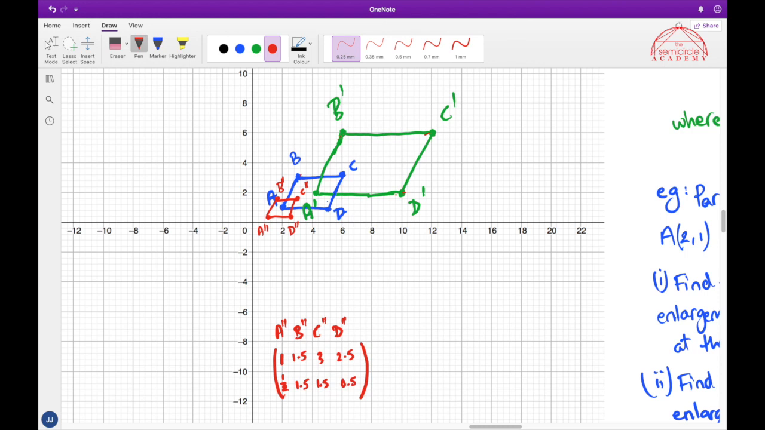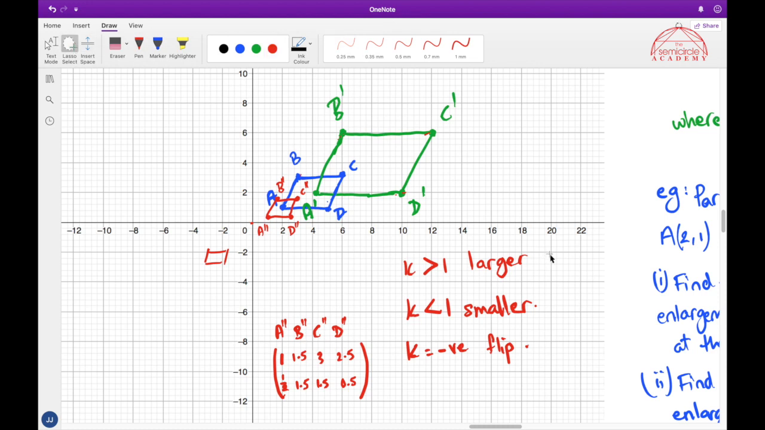So what do we notice here? That when K is greater than 1, the image gets larger. But when K is less than 1, in this case K was a half, the image gets smaller. So this is something to notice. Another thing to keep in mind is that if K was negative, then the image would actually flip and be a reflection in the origin. So you'd end up having the enlargement taking place on this side of that center of enlargement. So these are a couple of things to note.